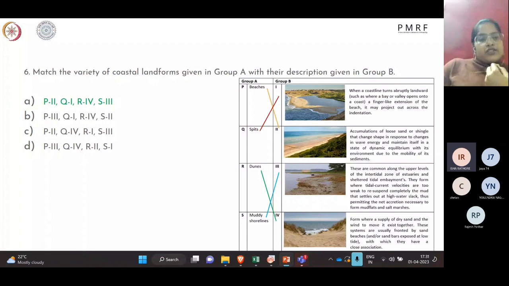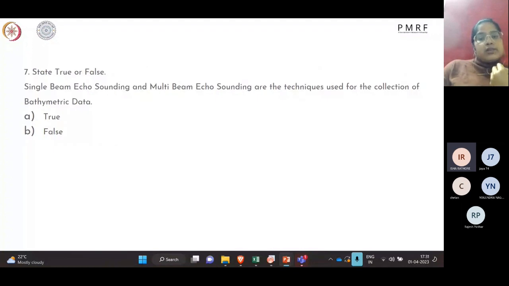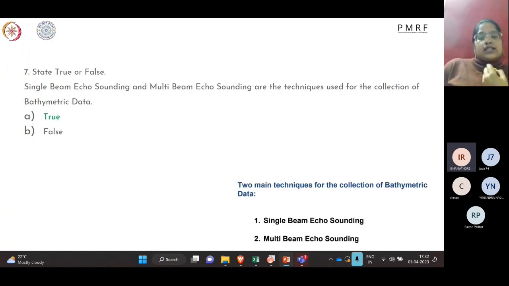So moving on to question 7, state true or false. Single beam echo sounding and multi-beam echo sounding are techniques used for the collection of bathymetric data. Is this statement true or false? Again, we looked at these techniques in the coastal geomorphology and geology highlights. And okay, so we have an answer A. So A is the correct answer. These techniques are used for collecting this data.